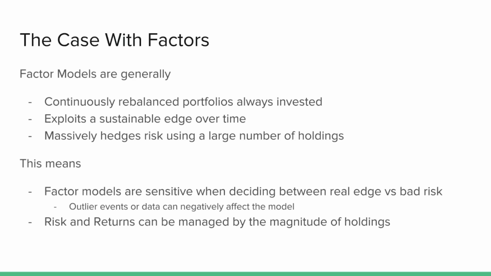Another point I want to touch on is how we can manage both risk and returns by the magnitude of holdings. Since in factor models we are massively hedging the risk using a large number of holdings, we can increase or decrease the holdings in order to manage how much risk we want to take on.